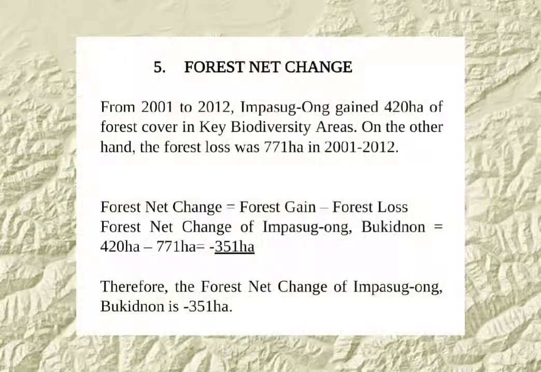Number 5. Forest net change. From 2001 to 2012, Impasug-ong gained 420 hectares of forest cover in its key biodiversity areas. On the other hand, the forest loss was 771 hectares. In order to get the forest net change, you need to subtract the forest loss from the forest gain. So the forest net change of Impasug-ong, Bukidnon is equal to 420 hectares minus 771 hectares. Therefore, the forest net change of Impasug-ong, Bukidnon is negative 351 hectares.